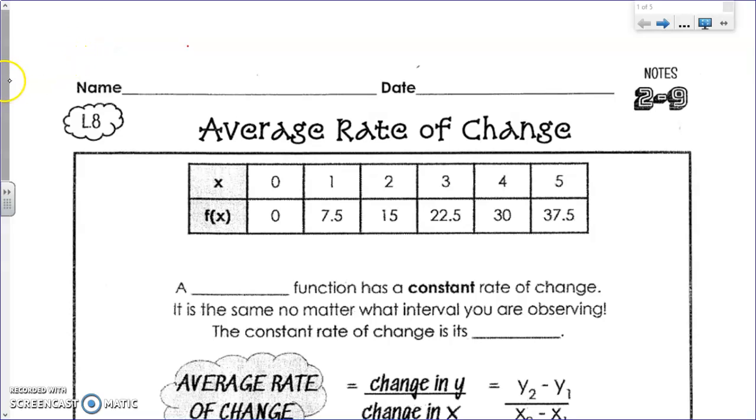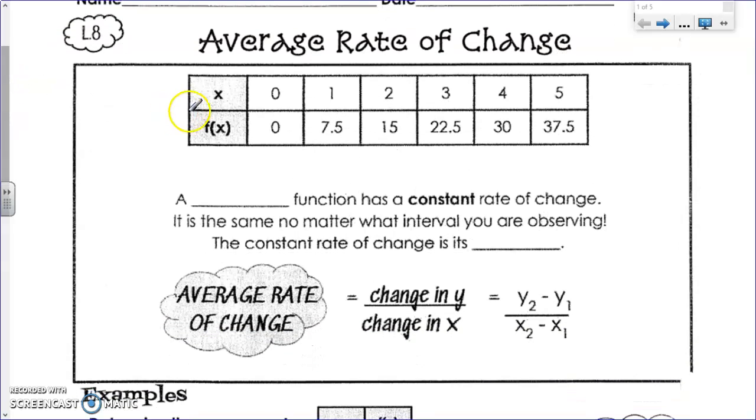All right, we're going to continue with the average rate of change today. So a linear function has a constant rate of change, meaning it doesn't change. It is the same no matter what interval you're observing. The constant rate of change is its slope. Okay, and we talked yesterday, that's y2 minus y1 over x2 minus x1.